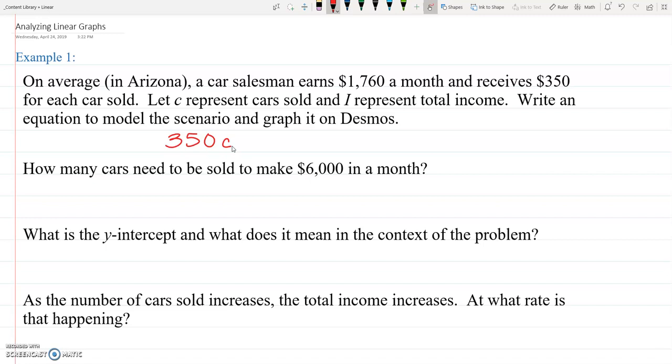Okay, I always get this $1,760 a month, so I'm just going to add it to the back. So guaranteed I get the $1,760, and then how much more I make is going to depend on what I'm multiplying times the 350 with those cars. Okay, and I'm just going to put my I in front. And the only reason I'm putting it in front and not the back is so now this is kind of in slope-intercept form. We've got like y equals mx plus b form.